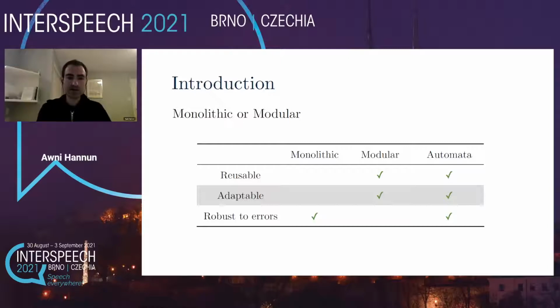So one of the nice things about automata is, in theory, and hopefully in practice, they can have all of these benefits. They can be reusable, adaptable, and robust to errors. The last one comes only if we actually use them to train our models. So for that, we need automatic differentiation.